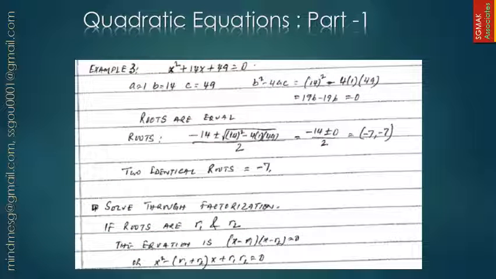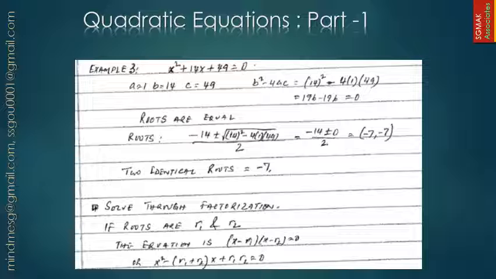Third example, x squared plus 14x plus 49 equals 0. Again, mapping into the general equation, a is 1, b is 14, and c is 49. b squared minus 4ac happens to be 0 in this case. We know the roots are equal. So plugging into the equation for roots, they come out to be minus 7 and minus 7. We knew roots are identical.